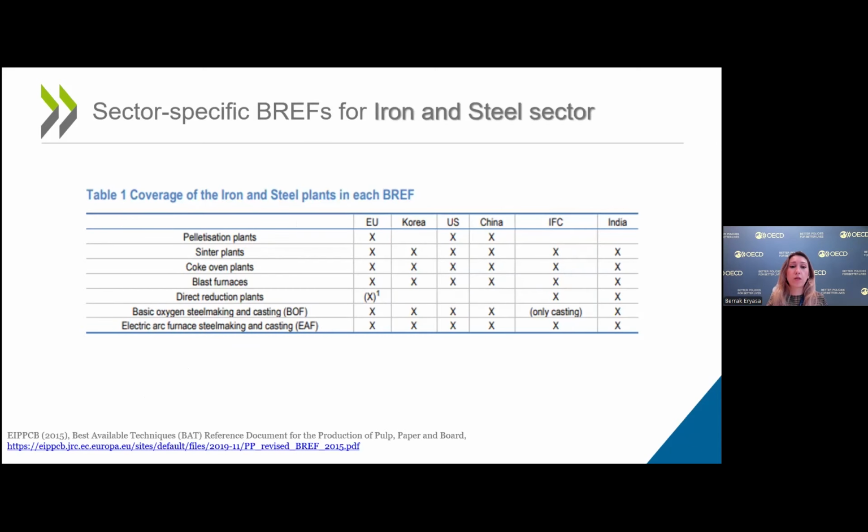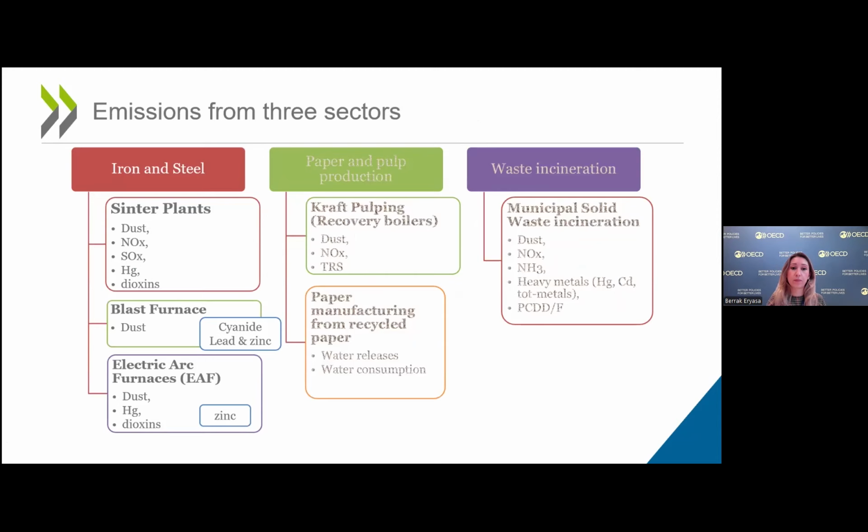Once we commenced analyzing the BREF documents, we listed the coverage of iron and steel plants available within each BREF. For our reference, we've taken the example from the EU BREF. Based on the discussions we had within our expert group, we chose to focus on sinter plants, blast furnaces, as well as electric arc furnace steel making and casting for comparison within this report.